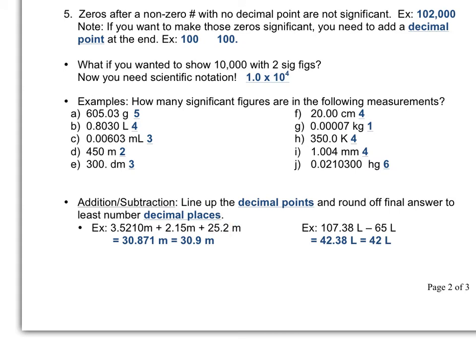Looking at the next example, we have 2 decimal places and none. So that means in your answer you can only have none. So you subtract them like usual. You get 42.38, and you shouldn't have any decimal places. So you look behind the 2, it's a 3. So would you round it up or keep it the same? Well, you would keep it the same because it's a 3, so that rounds to 42 liters.